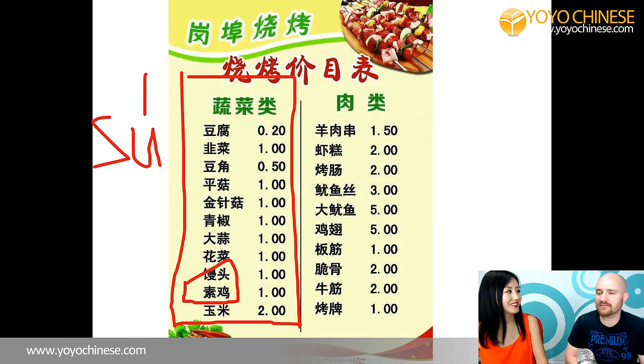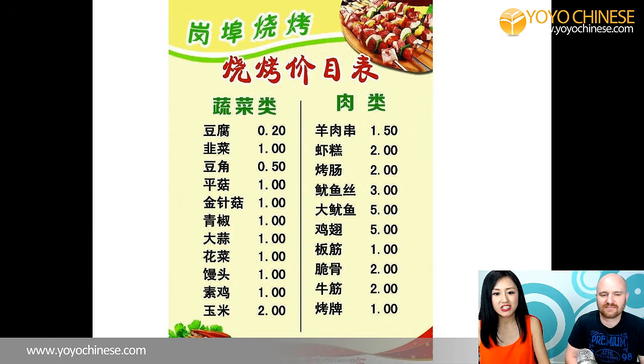So 素鸡 actually means just fake chicken. Nice. It's really good. I like vegetarian food, and some of the fake chicken I've had in China and Taiwan is really, really good. So Chinese people have this way of making vegetables taste like meat. It's really tasty. Okay, so let's continue.